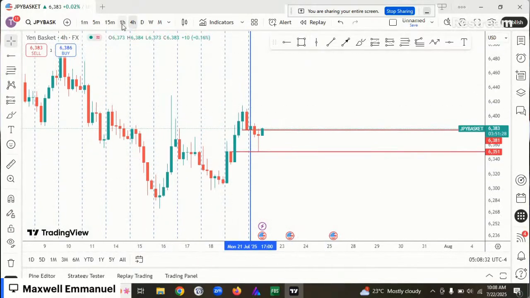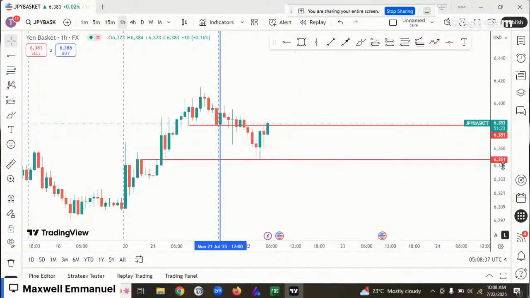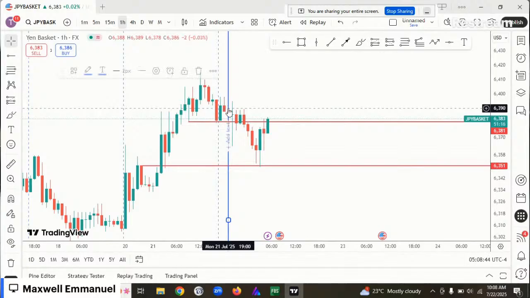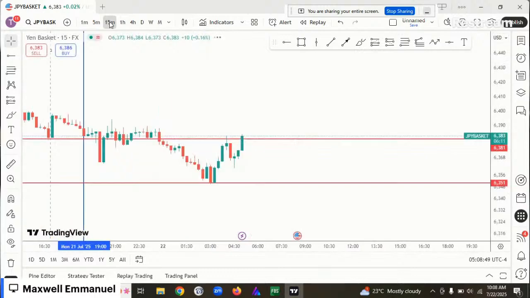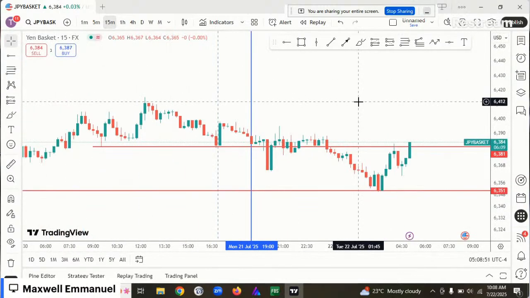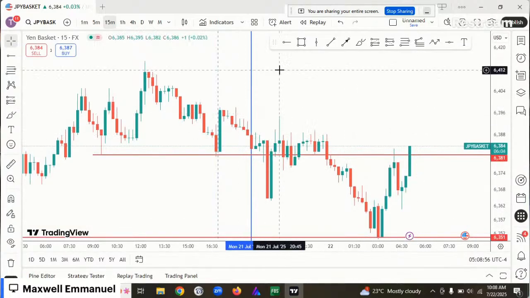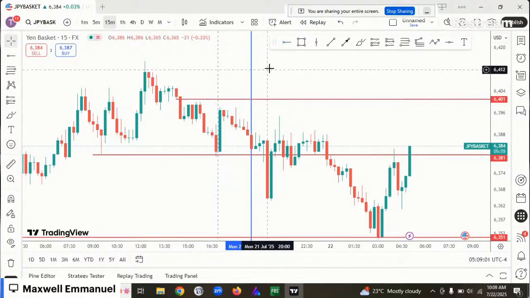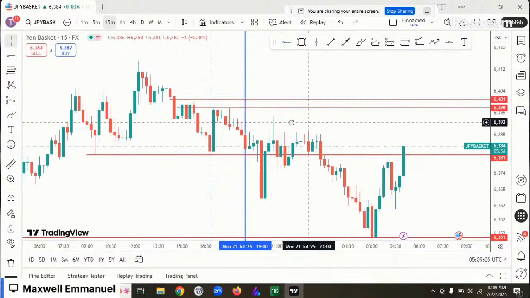Let's go down to 1 hour. On 1 hour, I think it's created a fair value gap. Let's go down to 15 minutes. I think there's a fair value gap it wants to fill. So this is what we had on 15 minutes. We have this fair value gap on 15 minutes time frame that has not been filled. So I think this would be a good area to consider selling the yen.